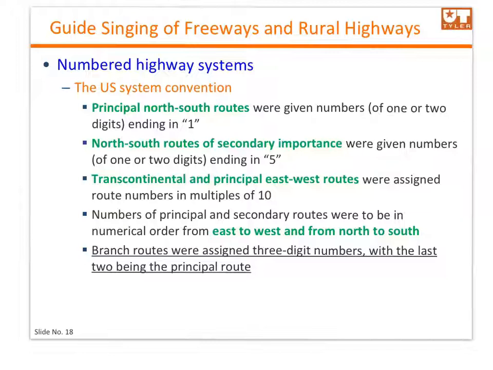And the numbers of principal and secondary routes were to be in numerical order from east to west and from north to south. So that's always the case when it comes to how the numbers accumulate. It has to start from the east to the west. So east would be the lowest number, to the west part of the state, or the west part of the entire country. Same thing for north to south. Branch routes were assigned 3-digit numbers, with the last 2 being the principal route itself.